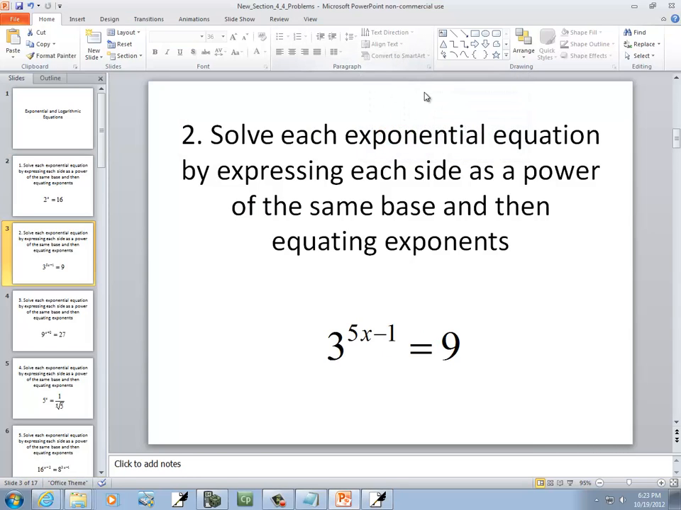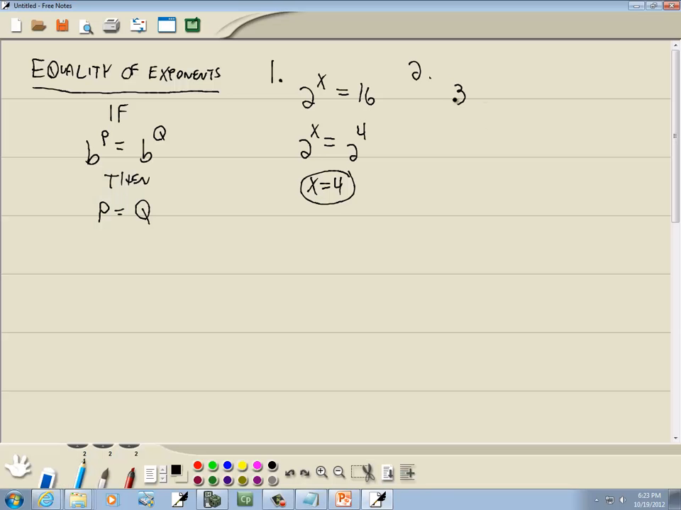Let's look at another one of those. Here we have 3 to the 5x minus 1 is equal to 9. Same instructions. We're going to start with the larger number, and try to rewrite it as the other number to a power. Well, I can rewrite that as 3 squared. Now, both sides are 3 to a power, so by the equality of exponents, I'll set the exponents equal to each other. And once I do that, it's a linear equation, and I just follow my steps there.